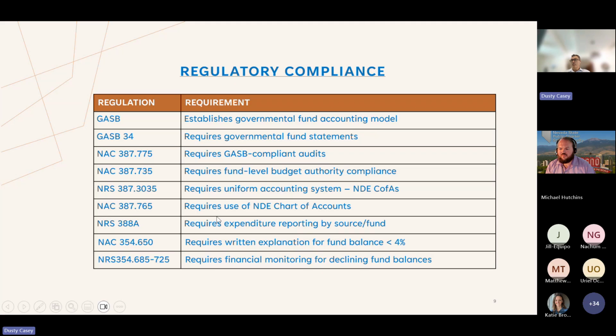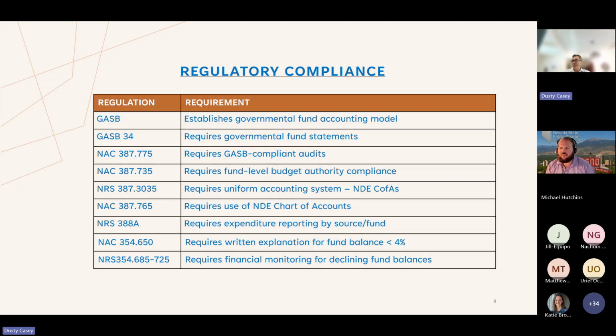So here, I'm not going to get into all of these various NRSs and stuff. Like I said, it's rooted in GASB. A lot of the NRSs and NACs talk about complying with GASB, as well as the authority of the department to authorize a chart of accounts that then gets approved by the State Board of Education. It's all rooted in NRS and requires local governments, and in our case specifically, public schools, to utilize this level of accounting at the budgeting.